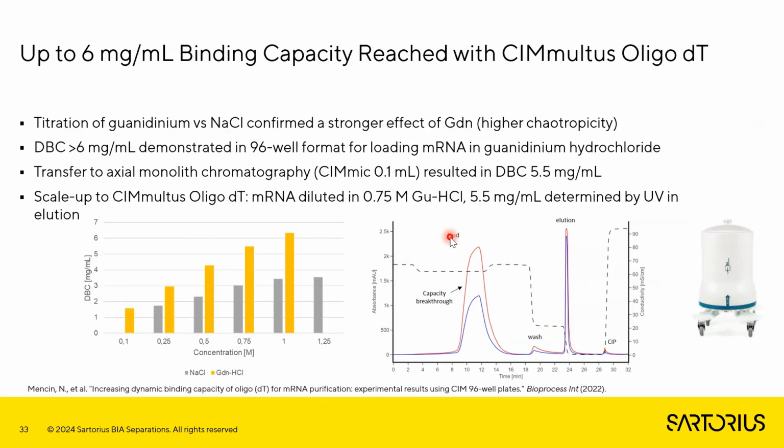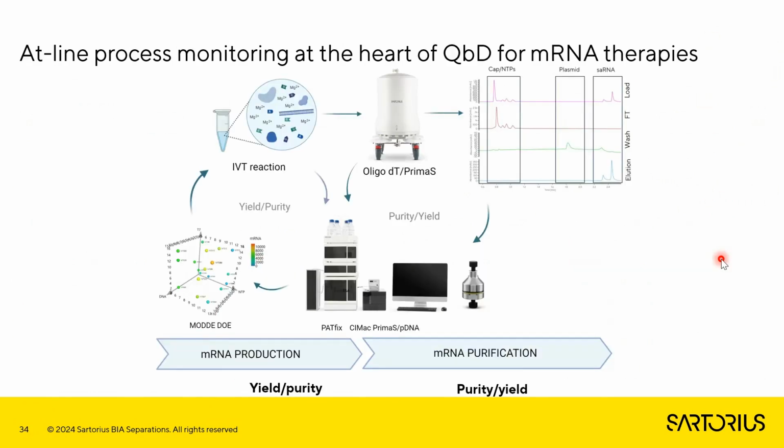We could then translate from 96 well format into column format, showing that the reproducibility was there in terms of binding capacity and recovery. And so we validated that the 96 well format is a good scale down model also for preparative monolith Oligo DT columns, which can take us all the way up to 40 liter bed volume, meaning that we can produce really multi-gram amounts of mRNA in a single chromatographic run.